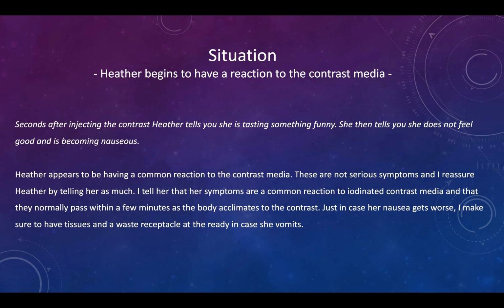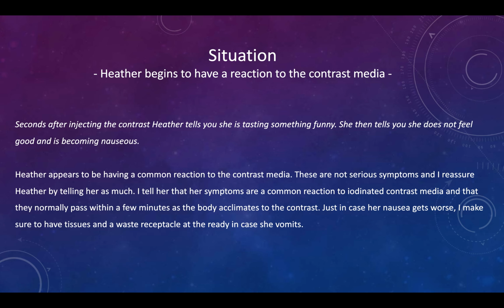So, unfortunately, Heather begins to have a reaction to the contrast media. She's tasting something funny. Doesn't feel good. She's kind of nauseous. But these are a common reaction to contrast media. So I tell her that it's not a big deal. I reassure her that these symptoms are very common, and that they normally pass within a few minutes as the body acclimates to the contrast.